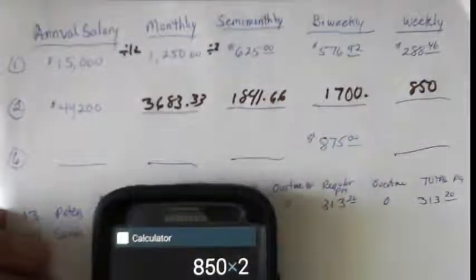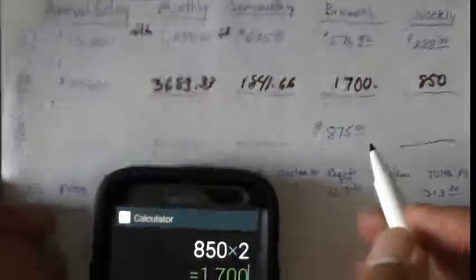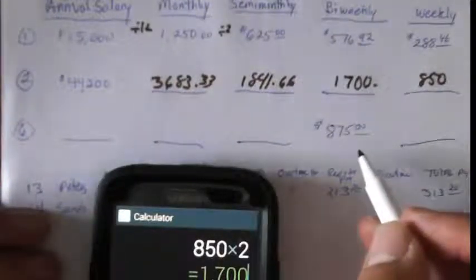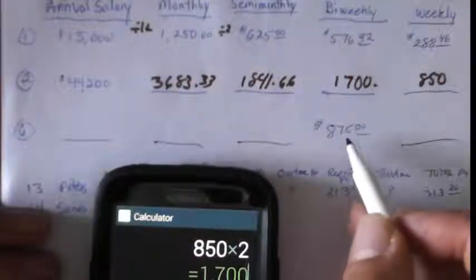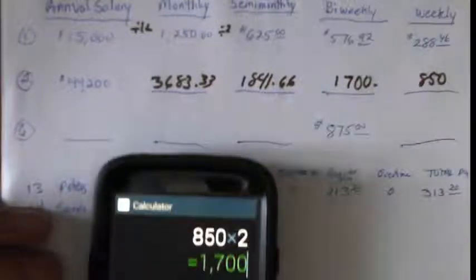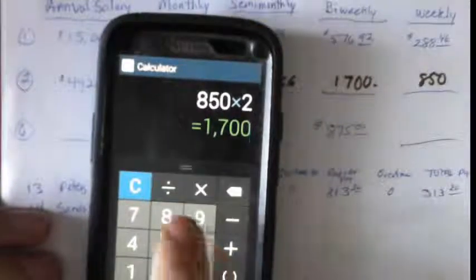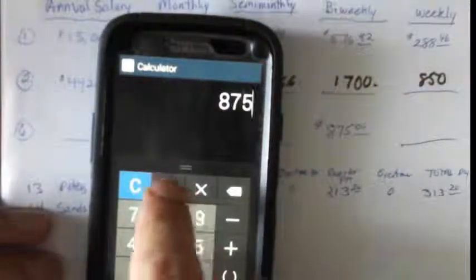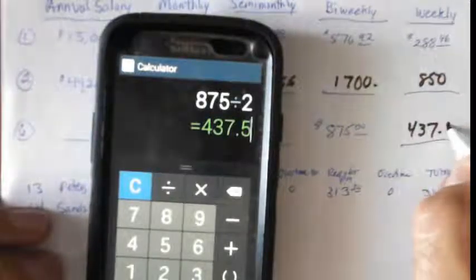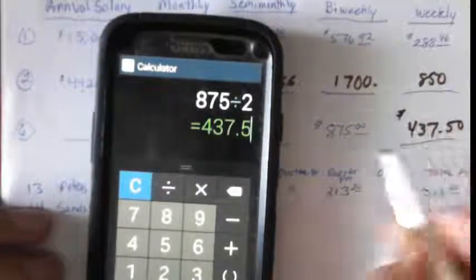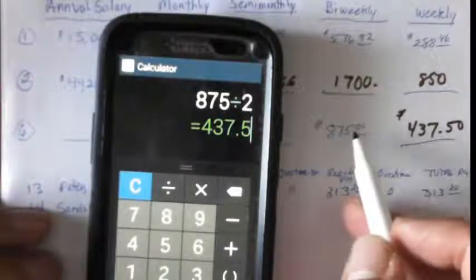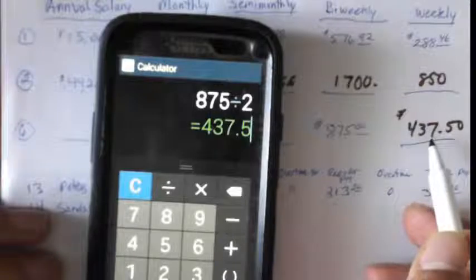So I wanted to do problem 6 because it's a little bit tricky in the sense that they only give you bi-weekly and you have to figure everything else. So we have to kind of work backwards. If the bi-weekly is this, what would be our weekly? So if we have 875, we're going to divide that by 2. So we'd have 437.50 each week. Because remember, bi-weekly is every 2 weeks, and so this weekly would be 1 week.